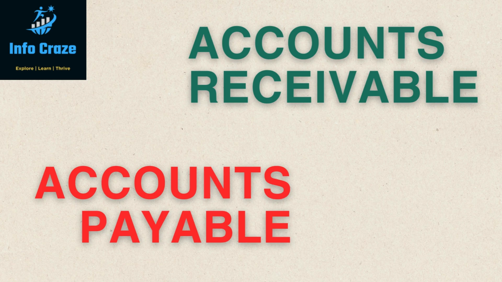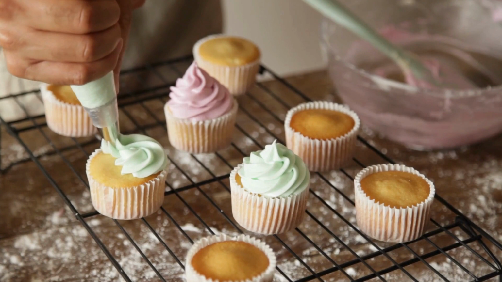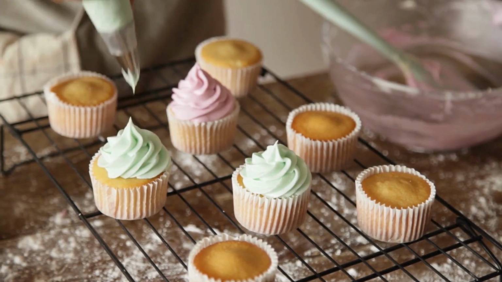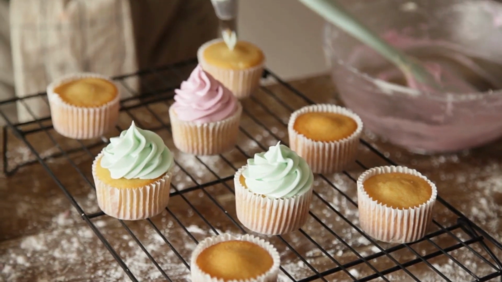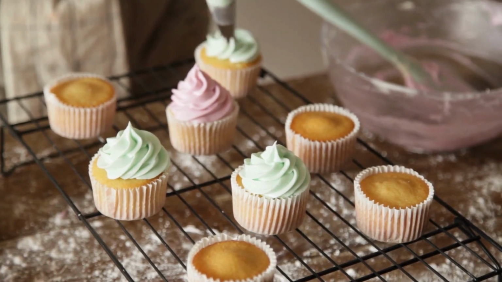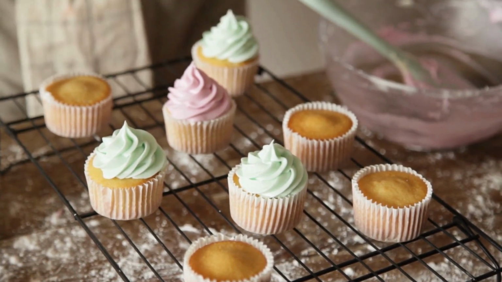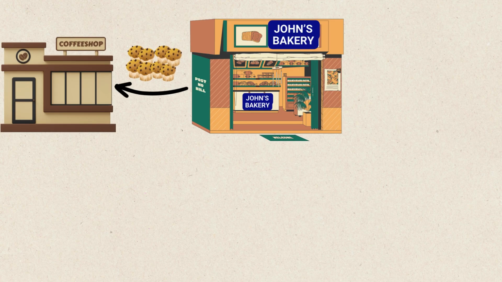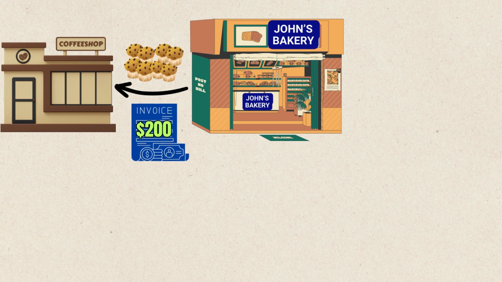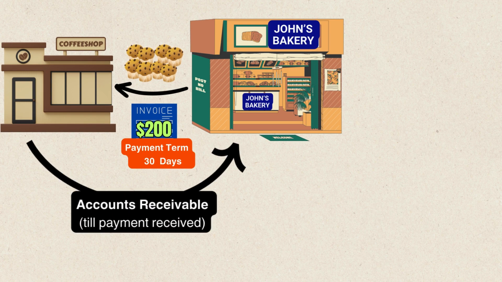Here we go. Let's take an example, which will help us to understand these terms easily. Suppose John owns a bakery business. A local coffee shop places an order of 100 muffins for their grand opening to John's bakery. John's bakery delivers the muffins to the coffee shop and sends them an invoice for $200 with a payment term of 30 days. That $200 is part of the accounts receivable for John's bakery till the payment is received from the coffee shop.